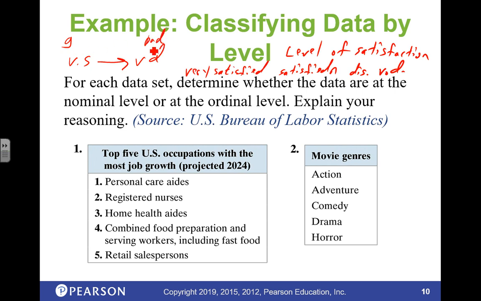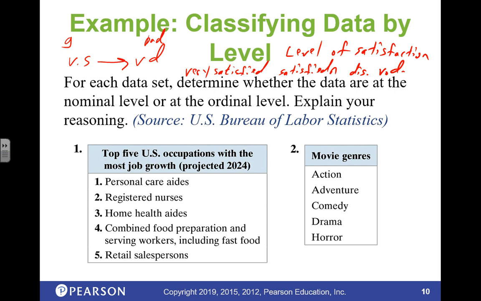So the farther we progress through the scale, there is a significance between our levels. It's either increasingly bad or increasingly worse. The order does matter. So let's look at this slide. Let's look at this example.